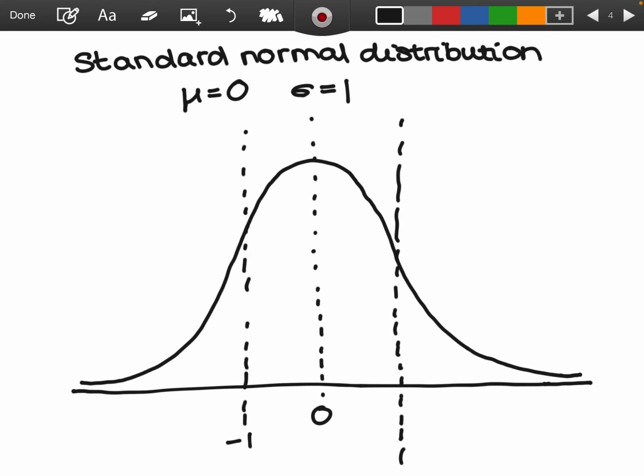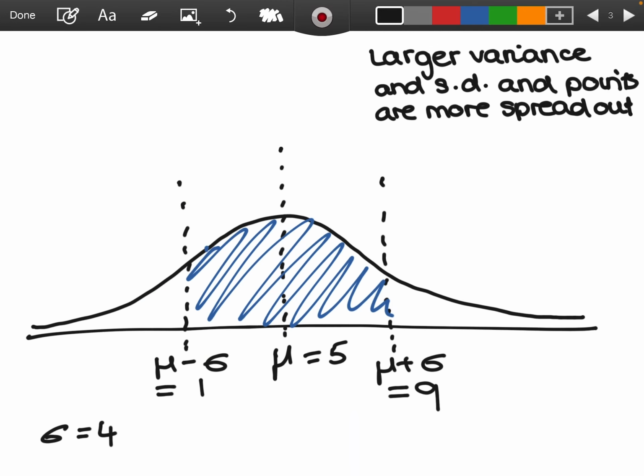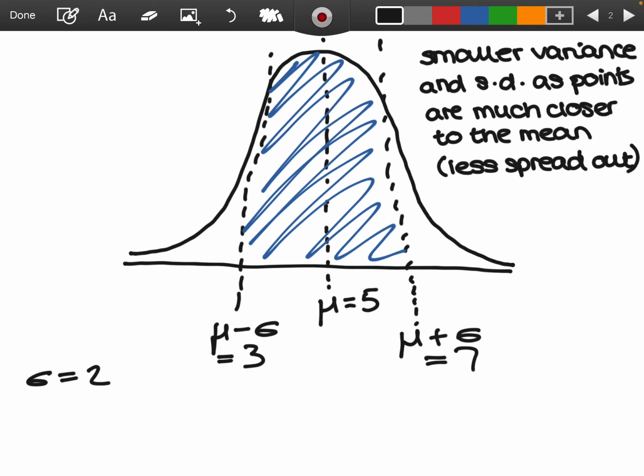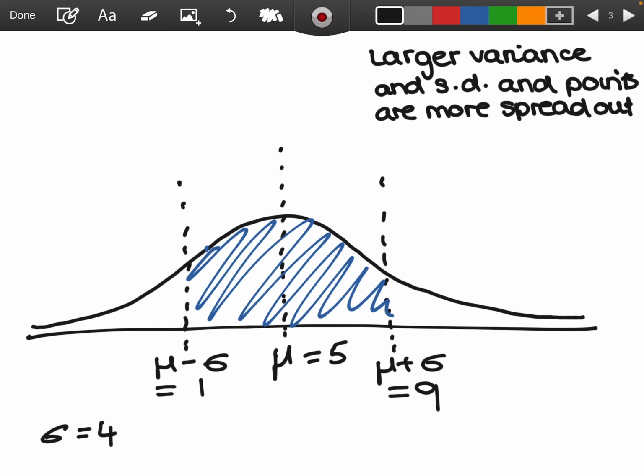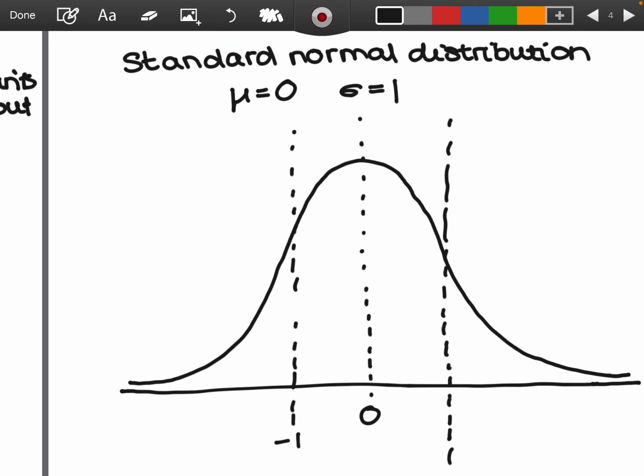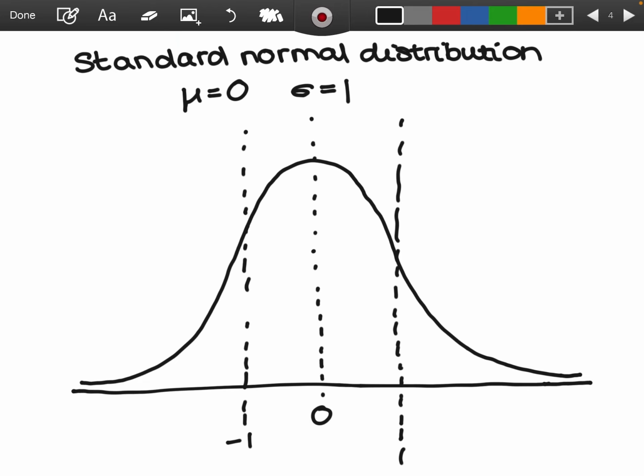And I know that any data set that is normally distributed, so it does follow a curve, it may look flat like this, it may look sharper like this, it can have whatever mean and whatever standard deviation, but I can always transform it to have a mean of 0 and a standard deviation of 1 to make these calculations easier.